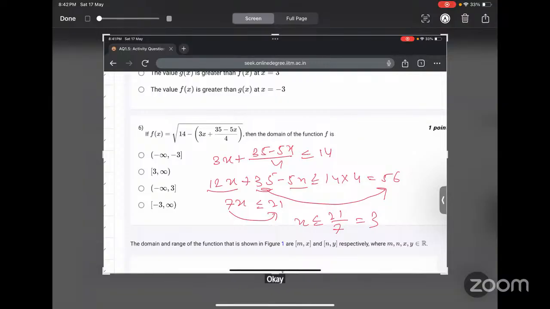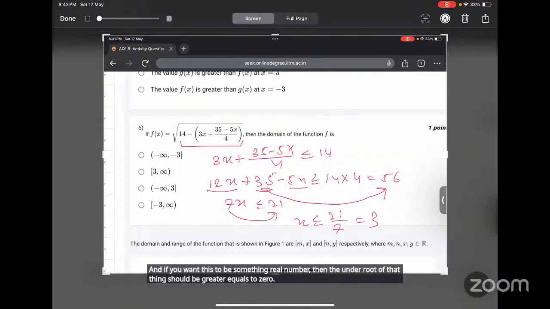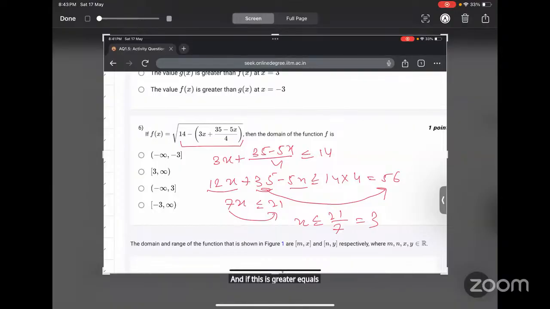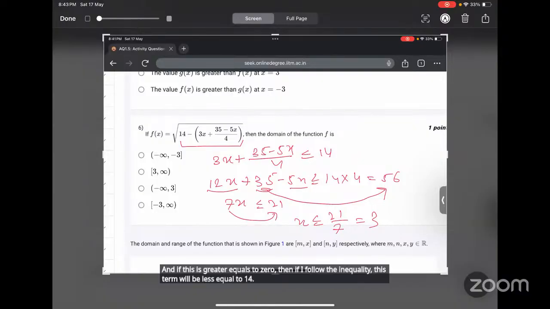Okay, thank you. Anything else? Ma'am, why did you put the less equals to sign before 14? Because this term should be greater or equals to 0. We have the under root of something, and if you want this to be a real number, then the under root of that thing should be greater or equals to 0. And if this is greater or equals to 0, then if I follow the inequality, this term will be less equals to 14. Okay, ma'am.